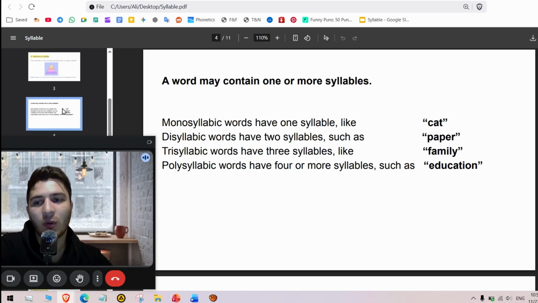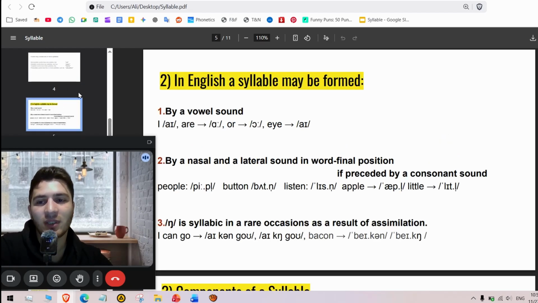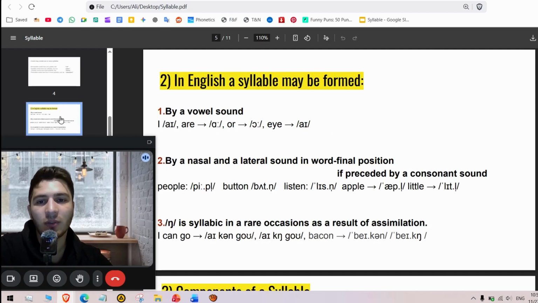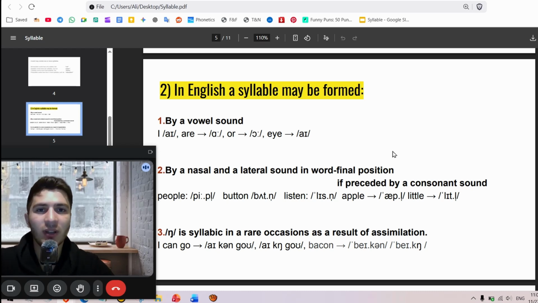But how do we know how many syllables there are in a word? In order for us to be able to count syllables, we need to be aware of factors that actually make syllables. For example, we know that in Azerbaijani language, a syllable is formed by a vowel sound. This rule is also valid for the English language. A syllable may be formed by a vowel sound, and it might be a diphthong or a monophthong, doesn't matter, as long as it's a vowel sound.